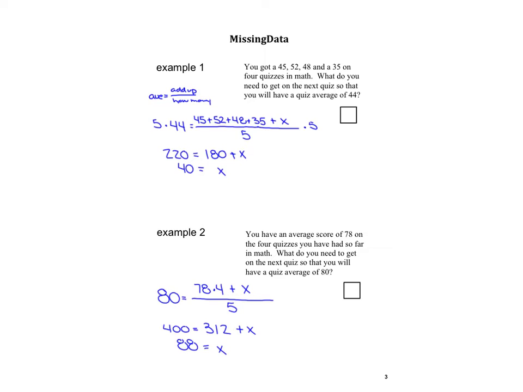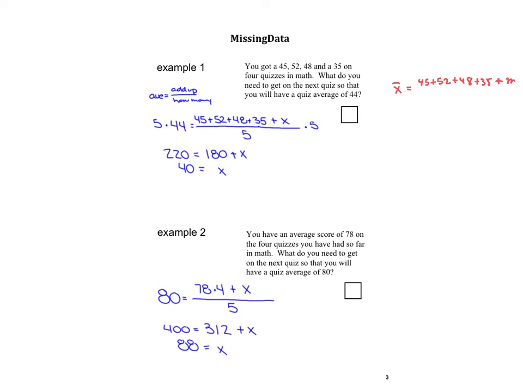Okay, take example 1. It says you got a 45, 52, 48, and 35 on your 4 quizzes in math. What do you need to get on the next quiz so that you will have an average of 44? Okay, so let's do an initial setup and then I'll walk you through what they were doing here. So your average test score, I'm going to call it X bar. Your average test score would be the sum of your scores. So let's take your first 4 that are known, and let's add in, let's call it M for your final test score.